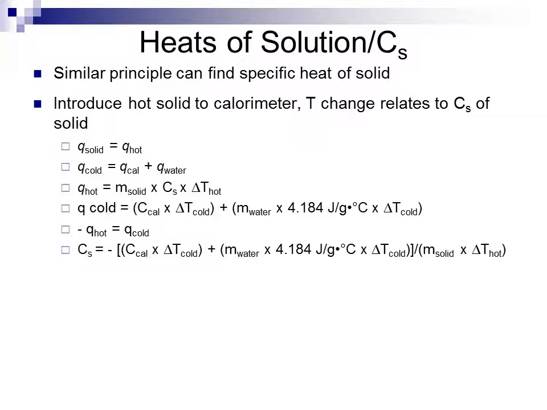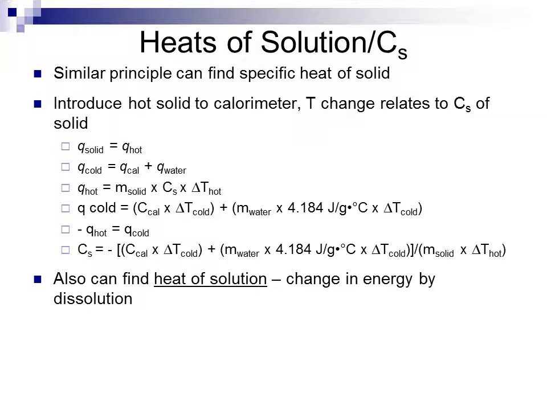Thus, if we rearrange for specific heat, the negative of the calorimeter constant times the change in temperature plus the mass of water times specific heat of water times the change in temperature, all divided by the mass of the solid times the change in temperature, will give me the specific heat of the solid. We can also use this kind of process to find what's called a heat of solution, which is the change in energy associated with the dissolution of a solid in a liquid.